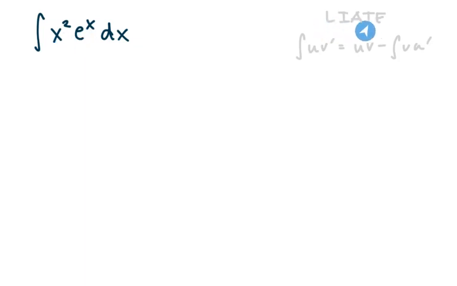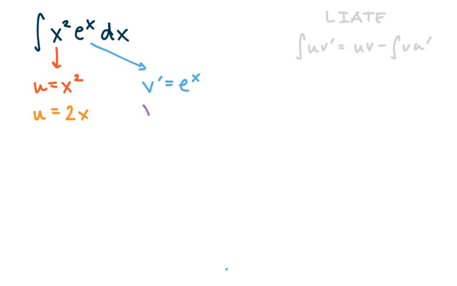Looking at my rule of thumb, x squared is algebraic. E to the x is exponential. So since algebraic comes first, x squared is going to be my u. U equals x squared, and that means then v prime is e to the x. So take the derivative of u, it equals 2x, integrate v prime, the integral of e to the x is e to the x.